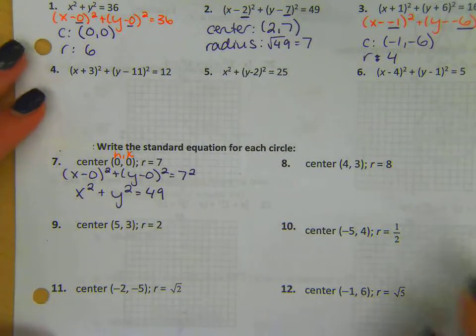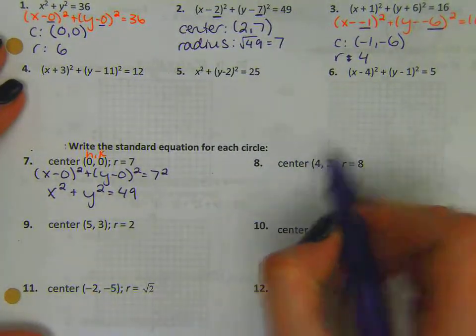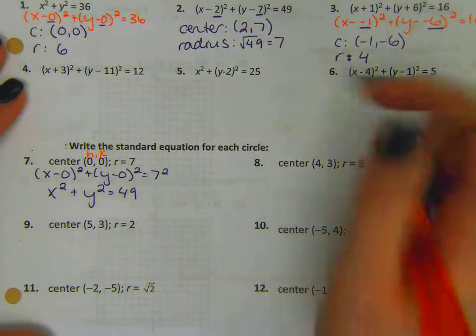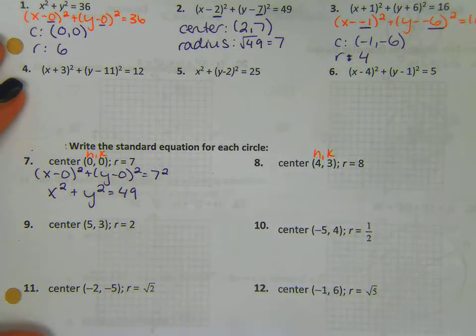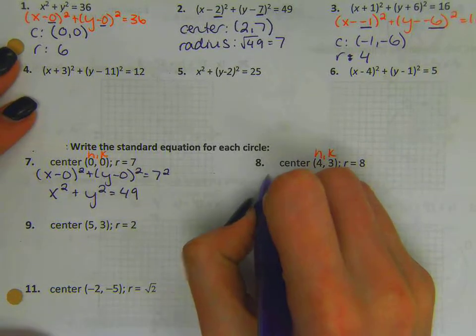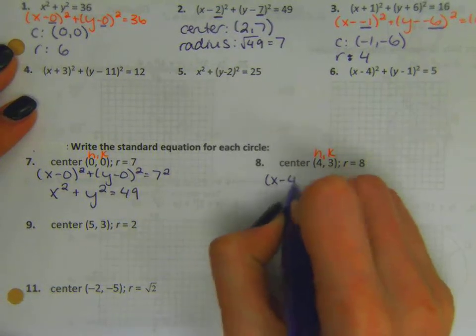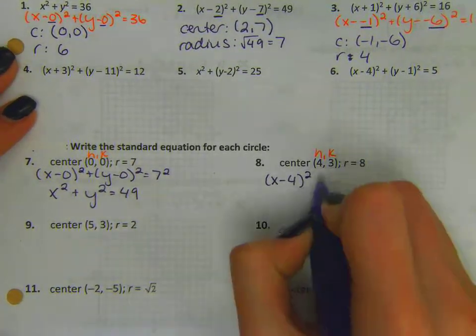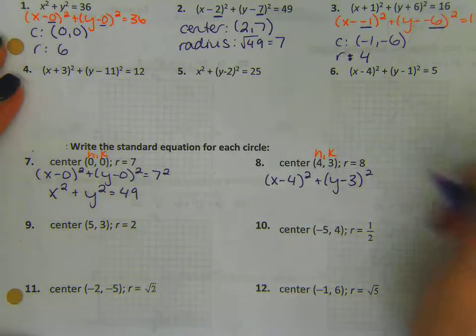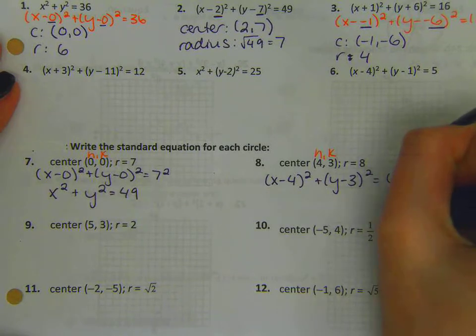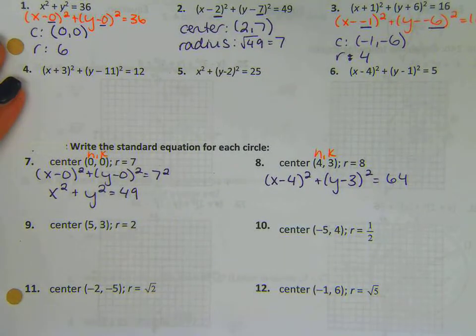Looking at number 8 now, we'll do this one here. Again, this is my h, and this is my k, this is my r. Plug them in exactly as they are into the standard equation. X minus h squared, so x minus 4 squared, plus y minus k squared, so y minus 3 squared, equals 8 squared, which we know is 64.